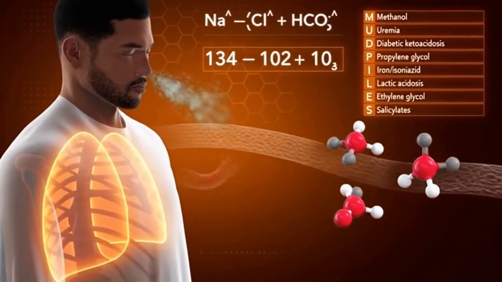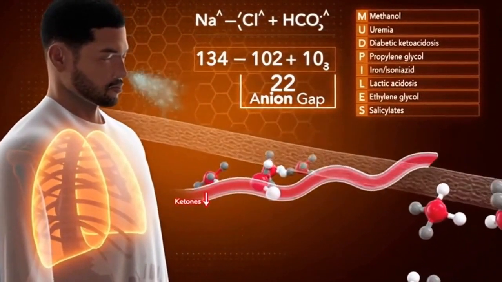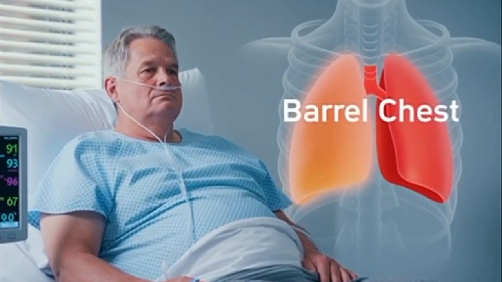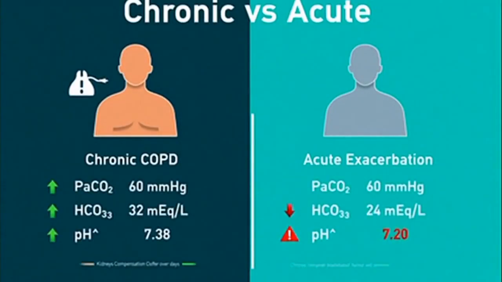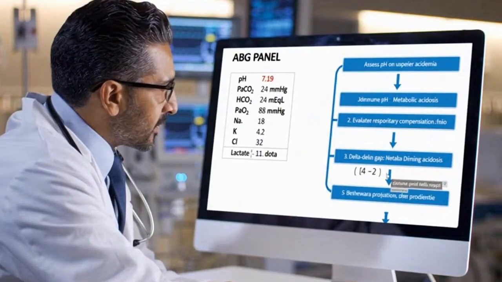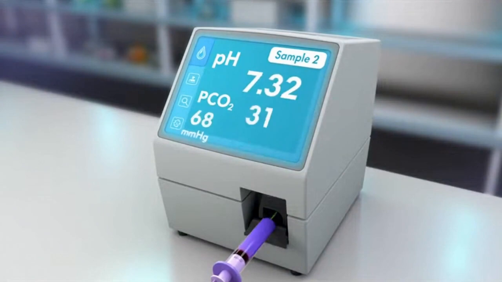The four primary disorders: metabolic acidosis, low pH, low bicarbonate; metabolic alkalosis, high pH, high bicarbonate; respiratory acidosis, low pH, high PCO2; respiratory alkalosis, high pH, low PCO2. Step 1 in ABG interpretation. Look at the pH. Below 7.35 is acidosis. Above 7.45 is alkalosis.